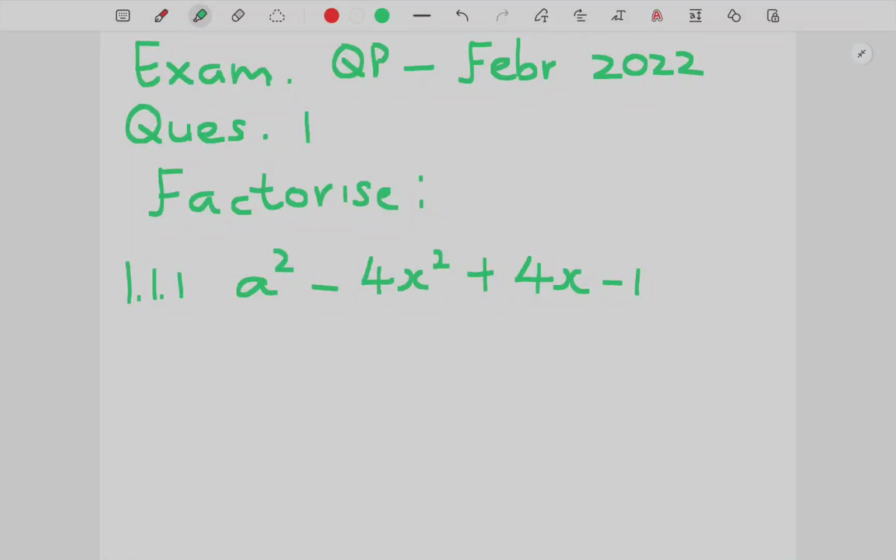Hello student, there's a question 1 of the exam question paper of February 2022 that I want to explain to you. The question says: factorize a squared minus 4x squared plus 4x minus 1.